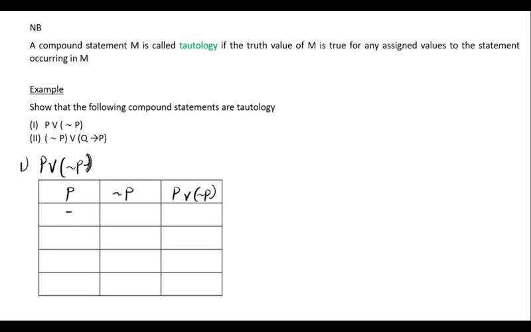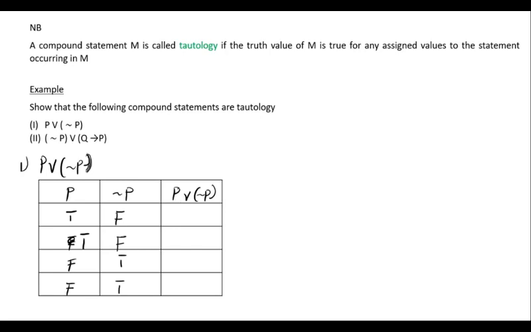So for P we have true, true, false, false. Negation of P will be what? Negation of true is false. Negation of true is false. Negation of false is true, and this is also true.